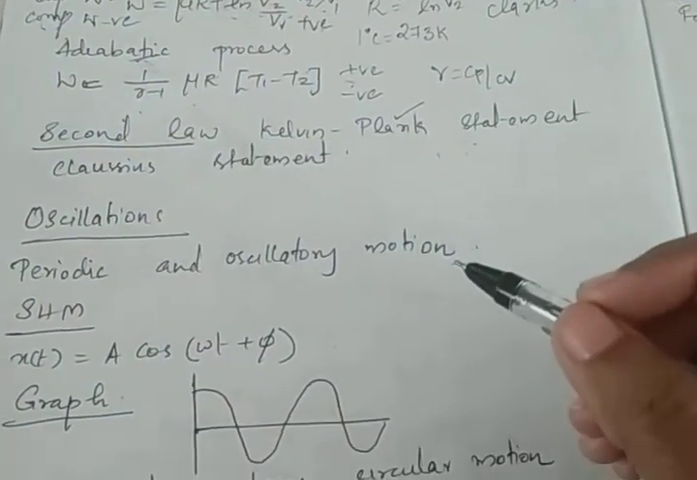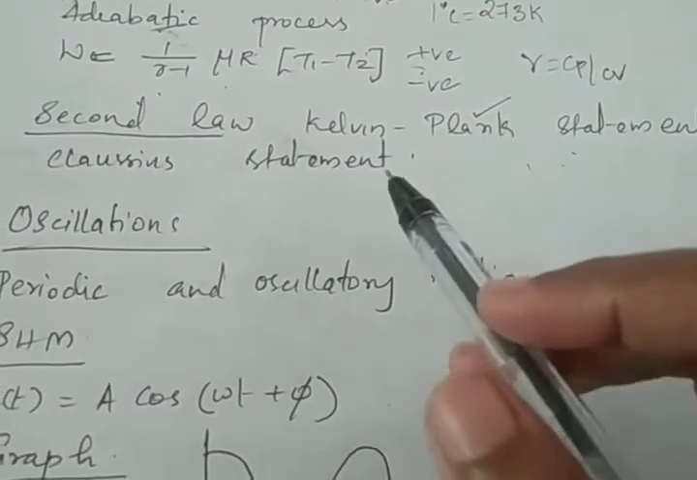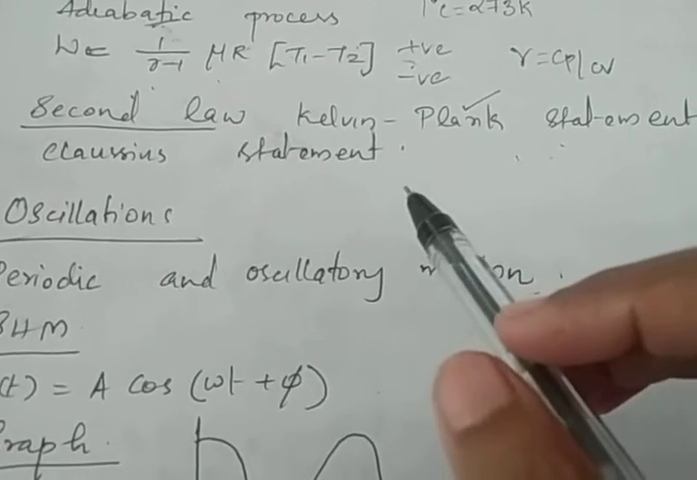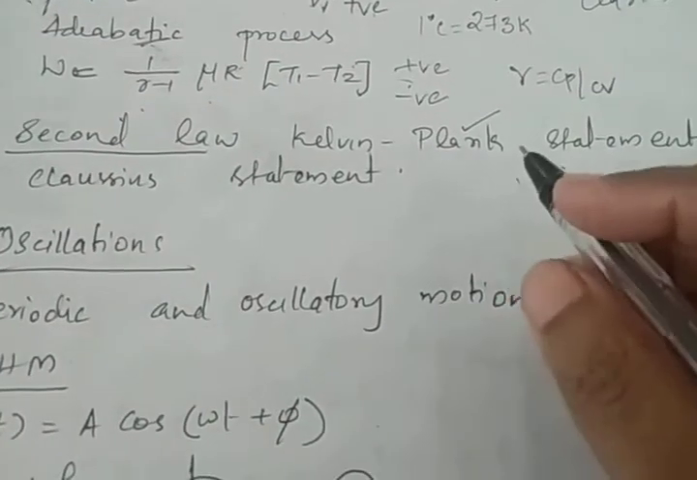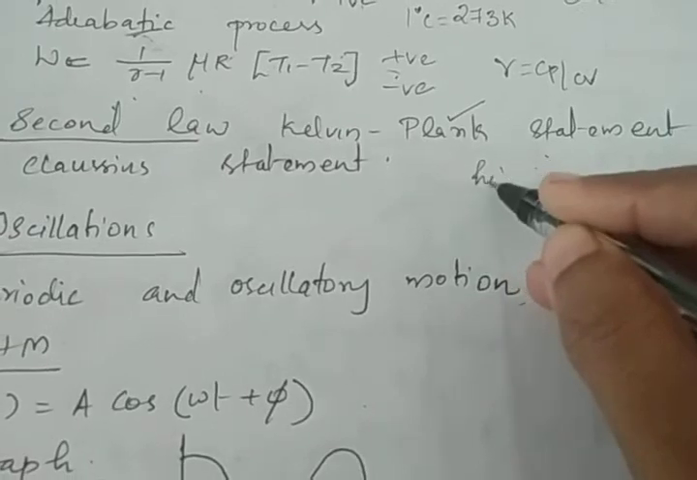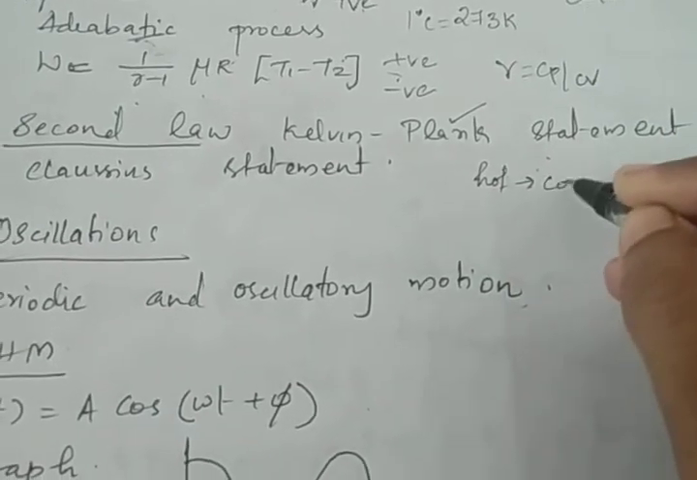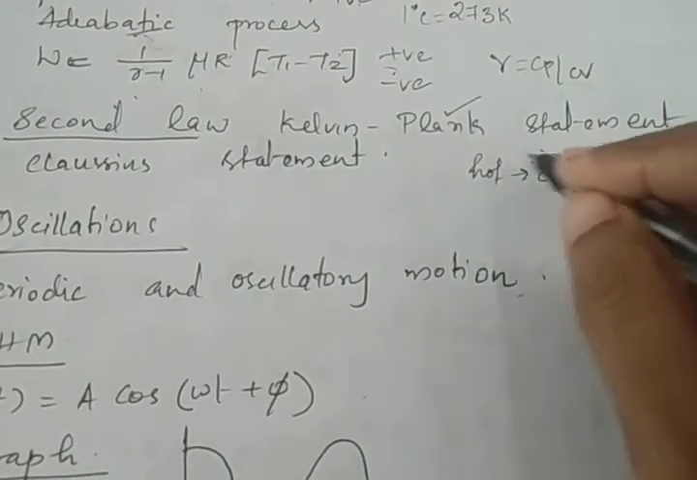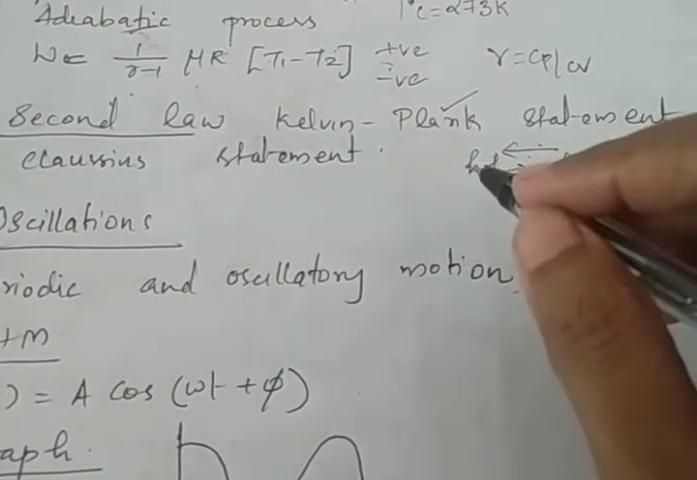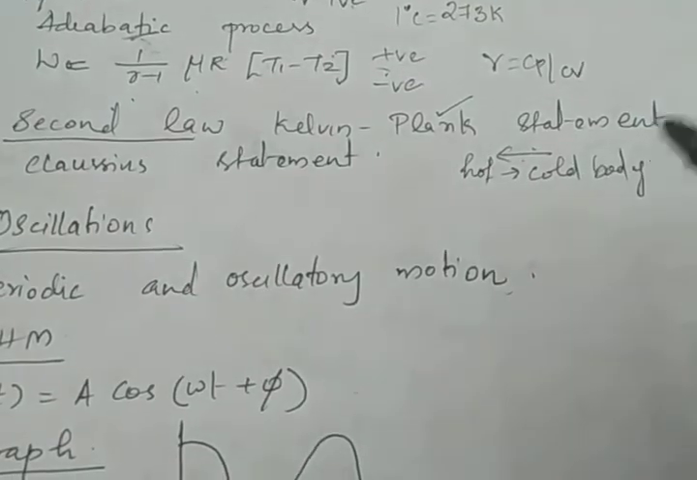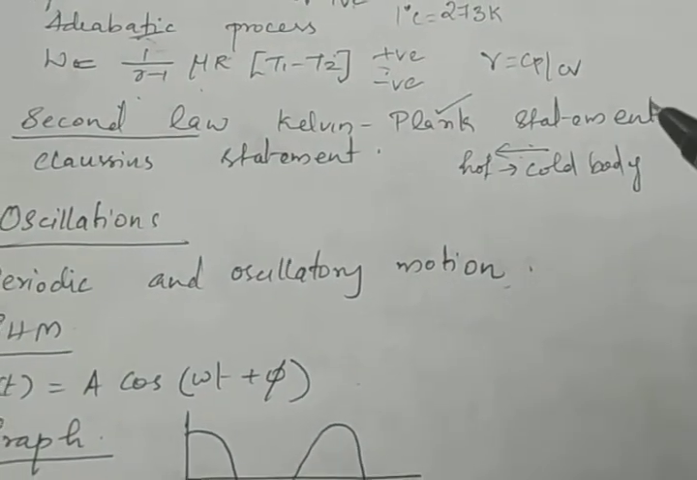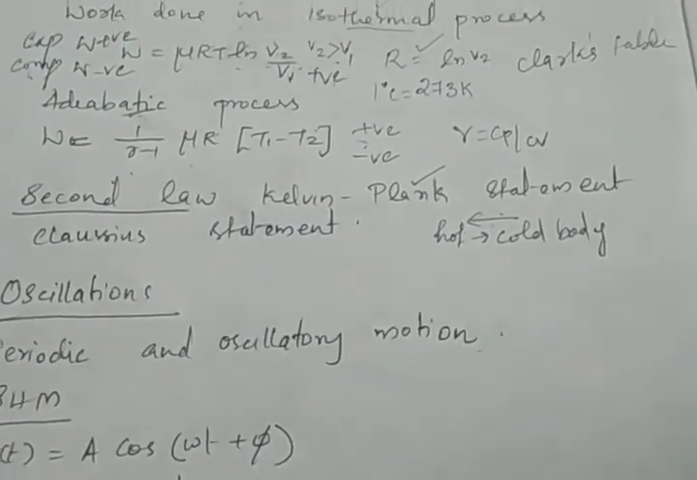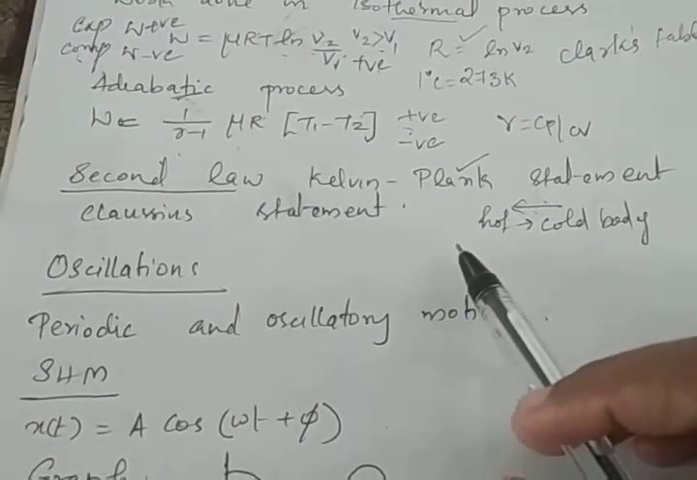Okay. Now Clausius statement. Clausius statement states that no process is possible whose sole result is the transfer of heat from colder object to hotter object. That means naturally heat will flow from a hotter body to colder body, and if heat is to flow from a cold object to the hot object, that means if the reverse process is to be possible, then some external work has to be done on the system. Okay, so that's all about the thermodynamics chapter.